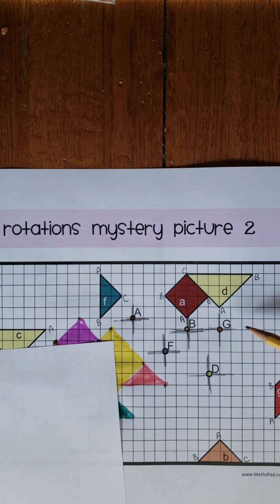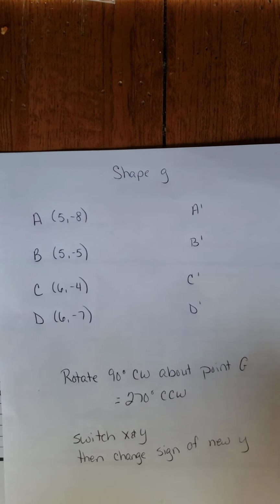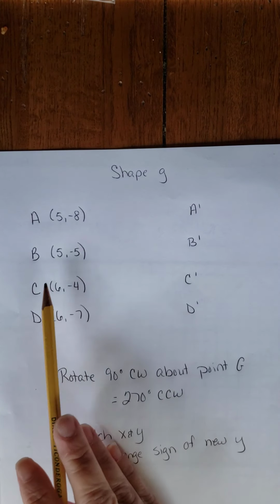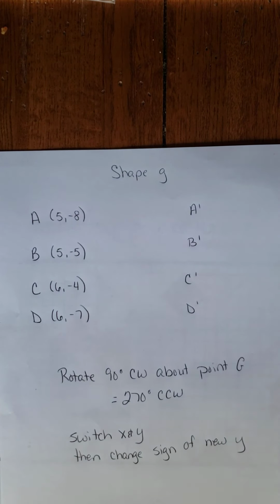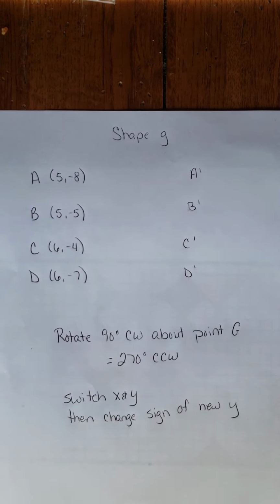So let's just look at B. 1, 2, 3, 4, 5, positive. 1, 2, 3, 4, 5, negative. So I've written them all down here. See that B, how we found that. So because we're rotating 90 degrees clockwise, or 270 degrees counterclockwise, we switch our X and our Y, and then we change the sign of the new Y.